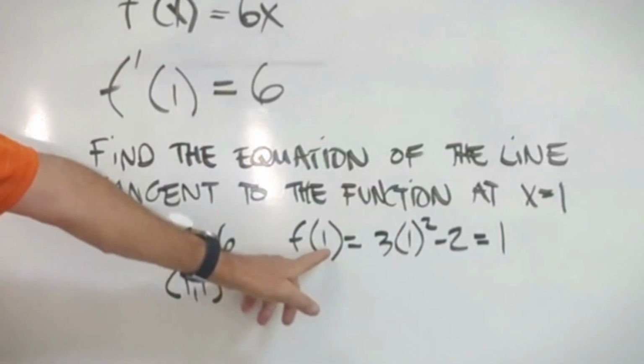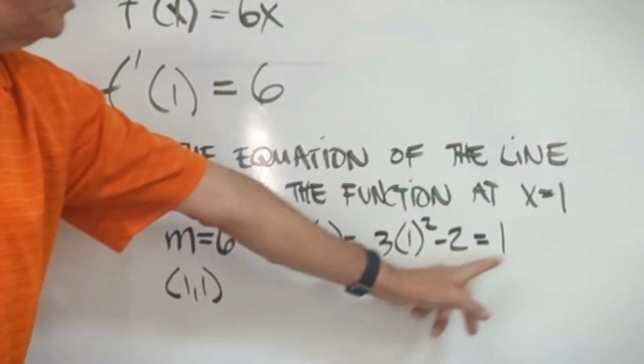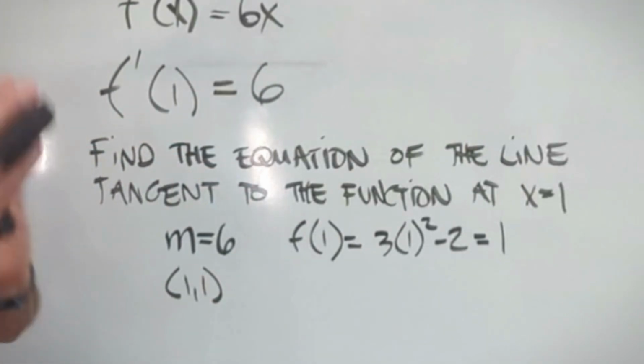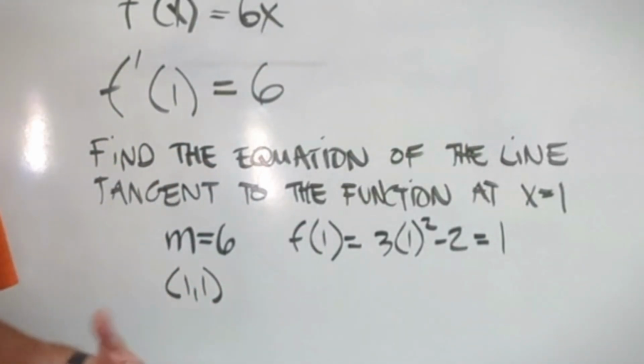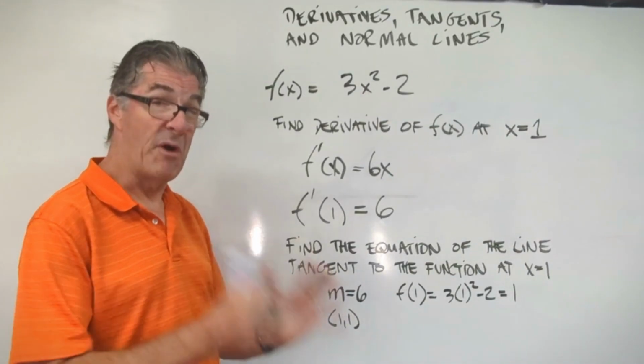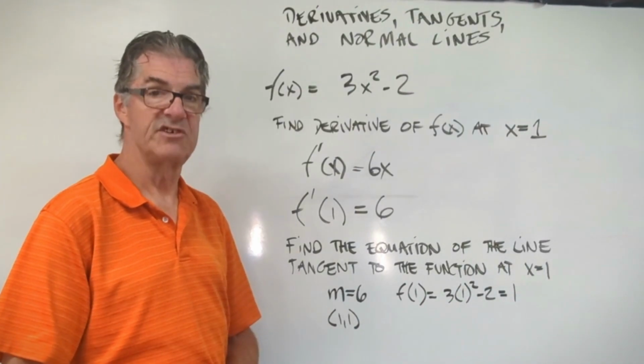So I just did that here, f of 1. Notice I'm not doing f prime of 1, I'm just doing f of 1. Put that together. That gives me my y value of 1. So my tangent point is the point (1, 1). Now I have a slope and I have a point, and these are both on the line of tangency. So now pause the video, use this information to write the equation of the tangent line.